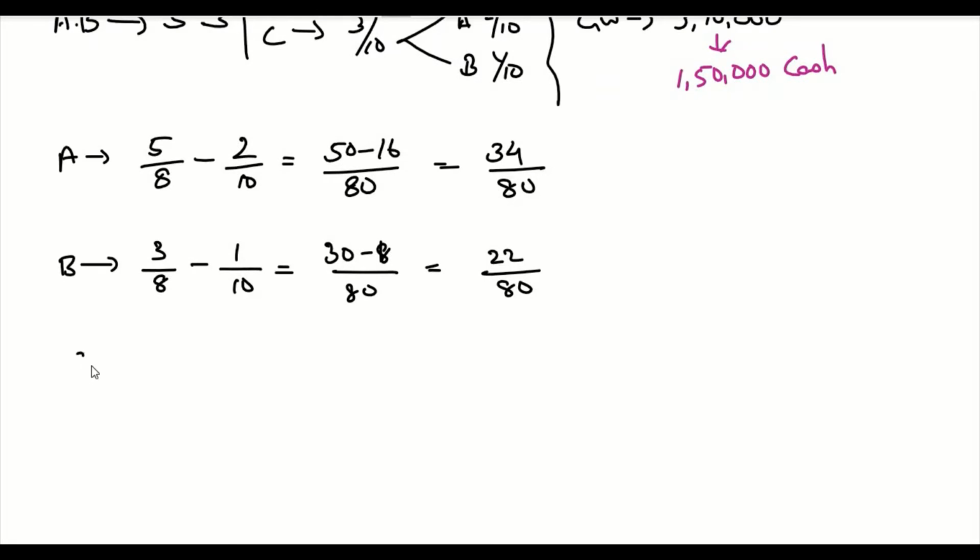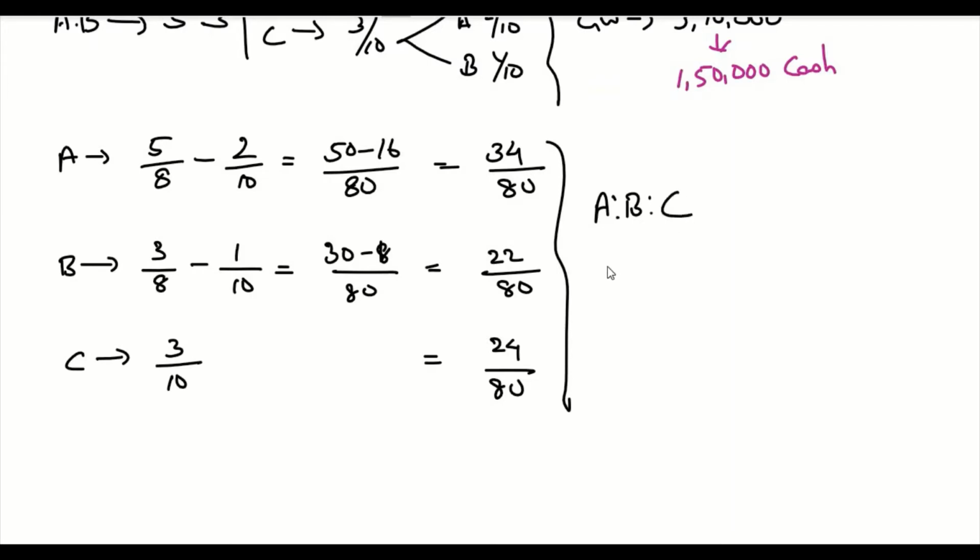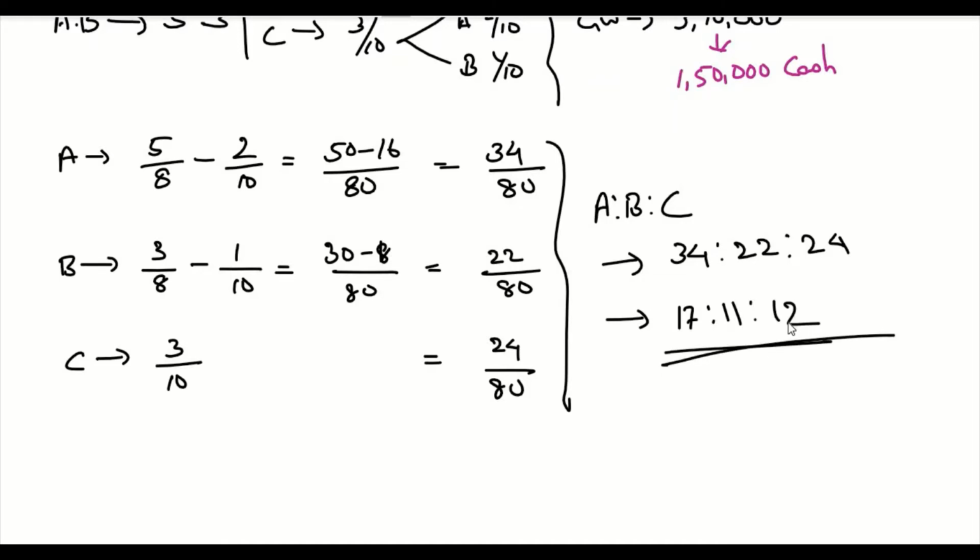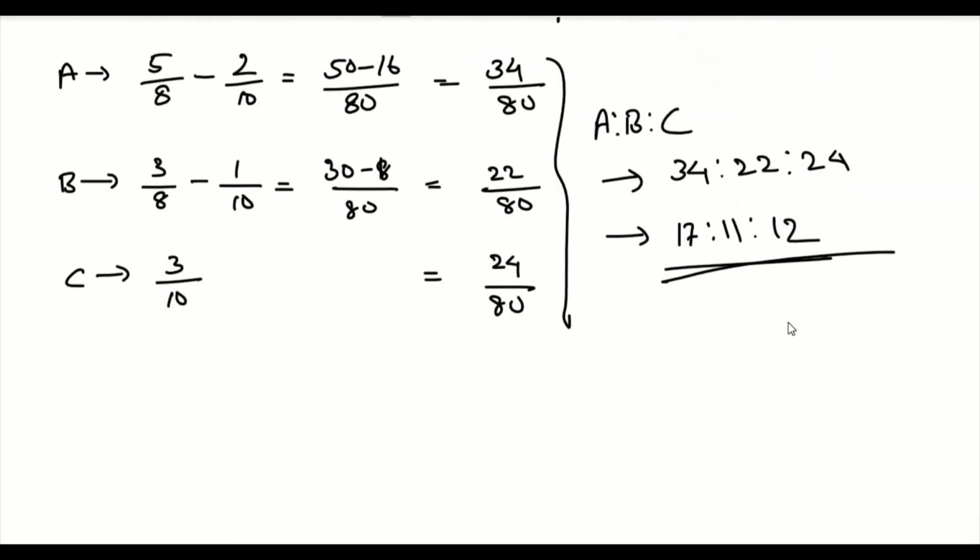Then we have C, his share is given in the question, which is 3/10. If you wanted to keep the same denominator, it is going to be 24/80. So now we have the new profit sharing ratio between A, B and C. That is 34:22:24. If we simplify it, it is going to be 17:11:12. Okay, now let's move on to the journal entry.